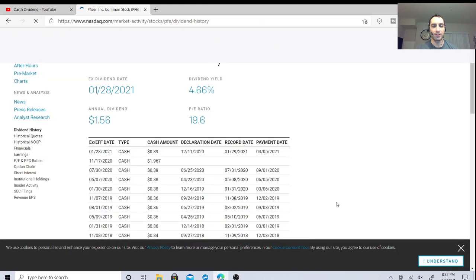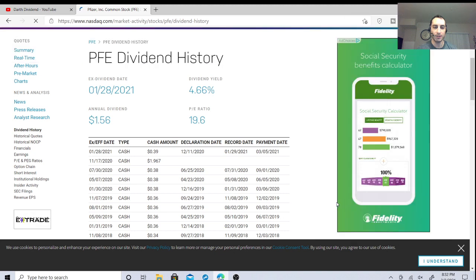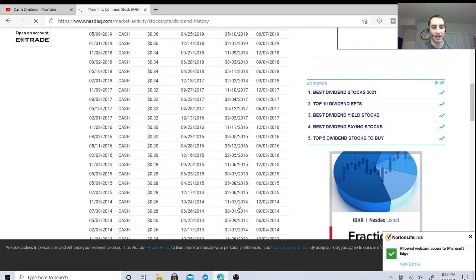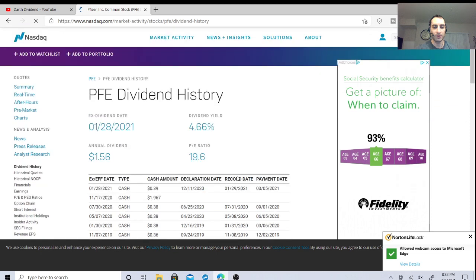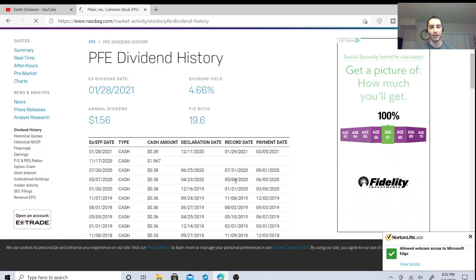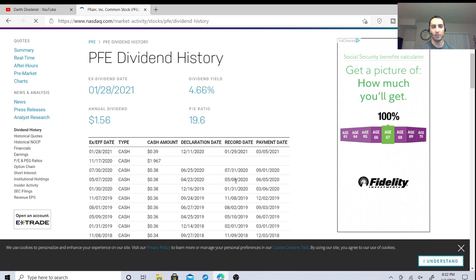Right now, it is sitting at 4.66%, an annual dividend as of right now of $1.56. PE ratio 19.6. Okay, so look at this. This stock has increased its dividend over time. Very attractive. This is very attractive as a dividend investor. This is why I believe this is one of the best dividend stocks to buy, and I will continue to buy Pfizer. I will show you how many shares I own right now.